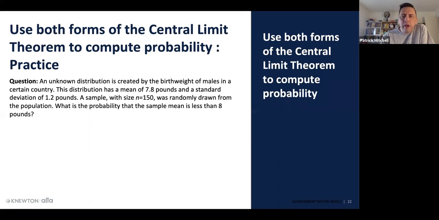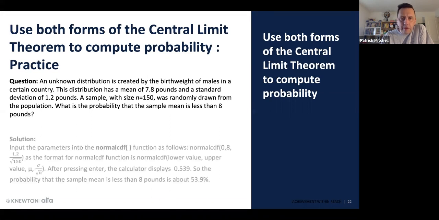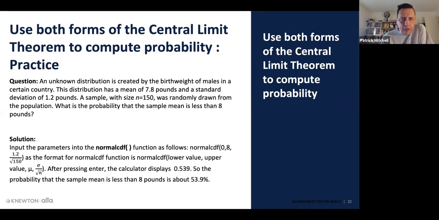Okay, so this sampling distribution, not the original distribution, but the sampling distribution, is still going to have a mean of 7.8, but it's going to have a standard deviation of 1.2 divided by the square root of 150.